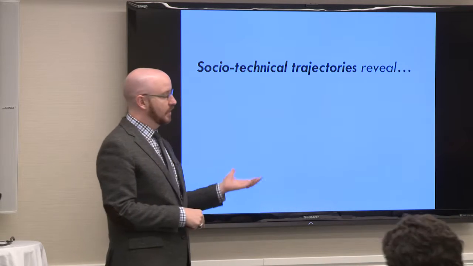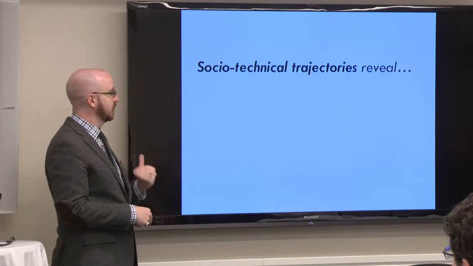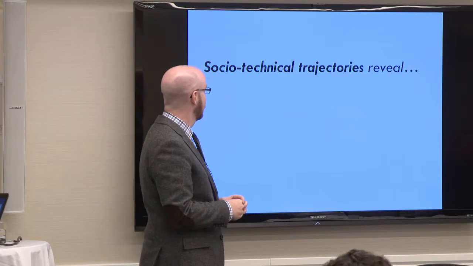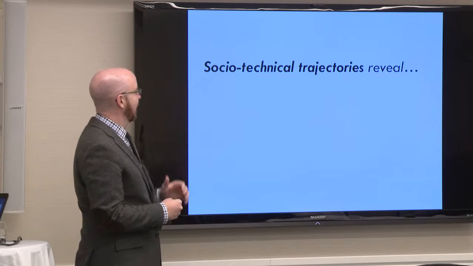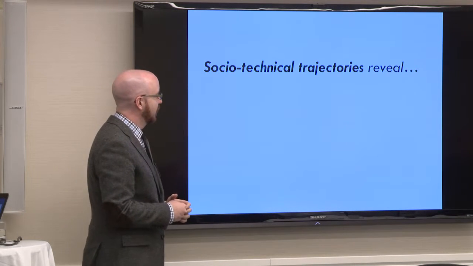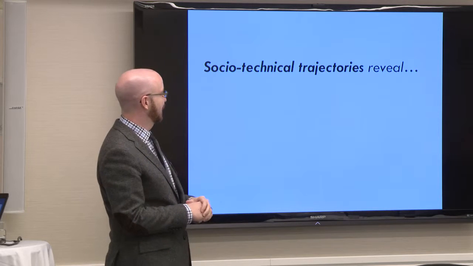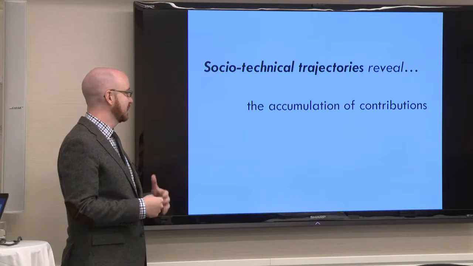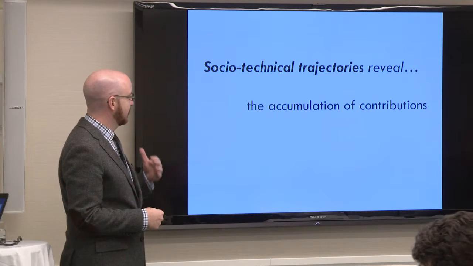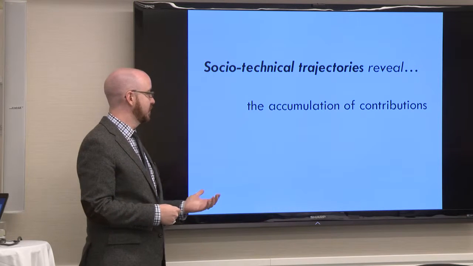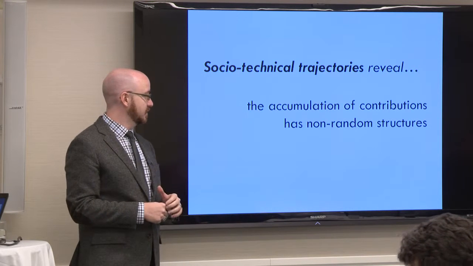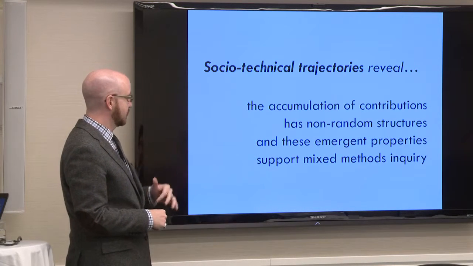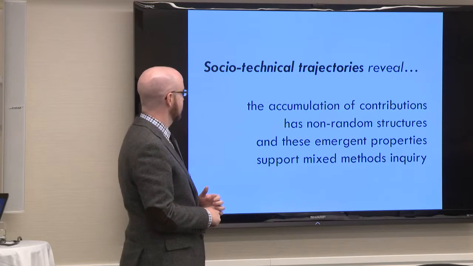But in this talk, I want to problematize or potentially look at alternative kinds of relationships that we might see, in particular in socio-technical systems. And I'm going to call these socio-technical trajectories. This maybe is more heat than light, but hopefully we can come up with a better name as well. And the argument I'm going to make is that these socio-technical trajectories have four properties. They illuminate the accumulation of contributions, have non-random structures in these systems, and this allows us to understand these emergent properties and to support mixed methods inquiry in the social sciences and information sciences generally.